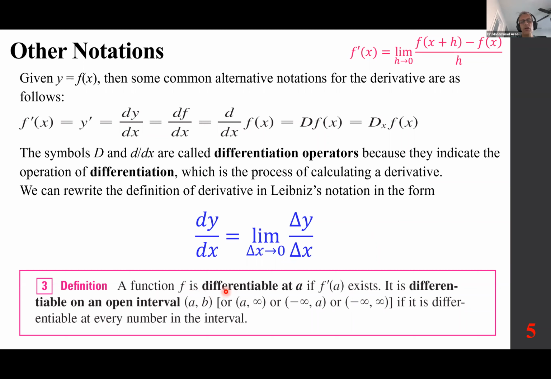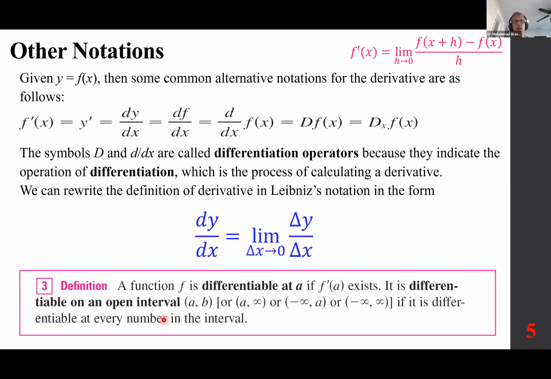Finally, a function is differentiable at a if f prime of a exists. Okay, fine, it makes sense. But it is differentiable in an open interval of a to b, because the endpoint is a different story, if it is differentiable at every point in that interval. So a function is differentiable at a if f prime of a exists. What if we are discussing an interval? It is if it's differentiable at every point of that interval, and that's extremely important to understand.